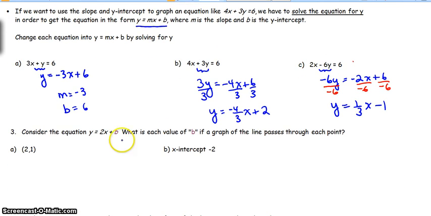Sometimes your rule will have a missing parameter. In this case, b is missing. I know I have to double x, but what do I do? What do I add to get to 1? Well, we could just think it through. Double x, I get 4. Well, I have to subtract 3 to get to 1. But it doesn't always work out to nice numbers like that.